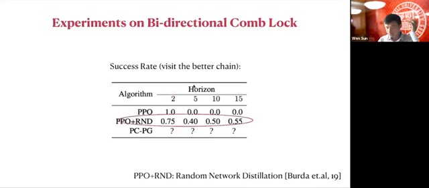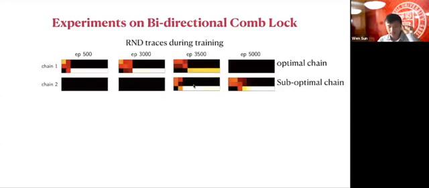So this is indeed the forgetting problem. Okay? So let me explain why this is the case in this slide. Let's look into the traces of RND during training. In this plot, I'm showing the visitation ratio, the state distribution from RND in both chains, chain one and chain two.